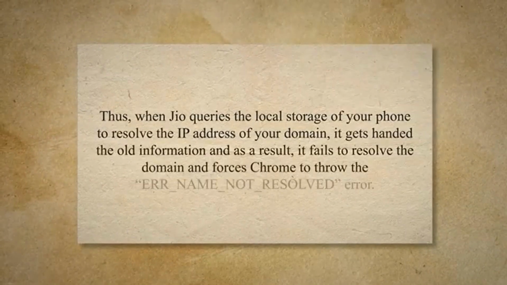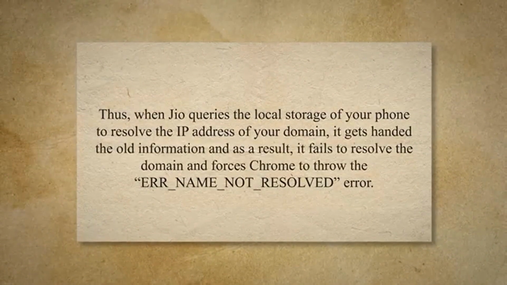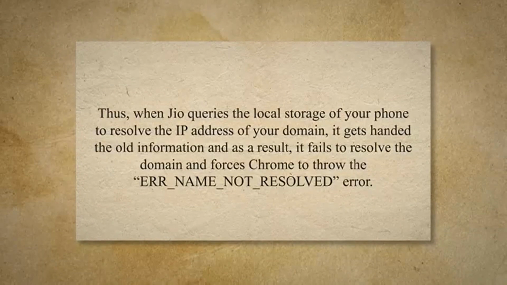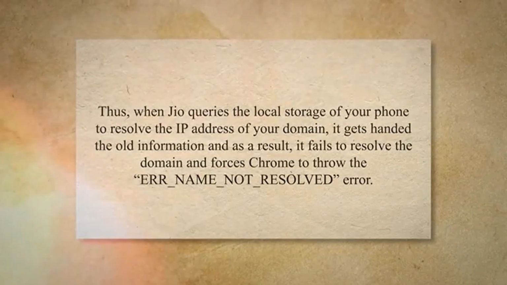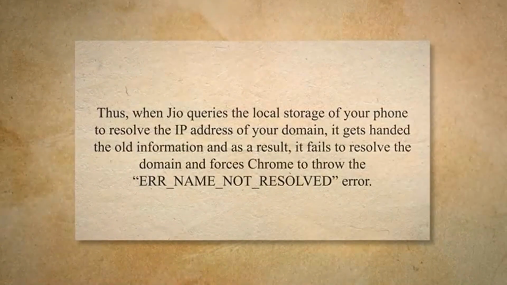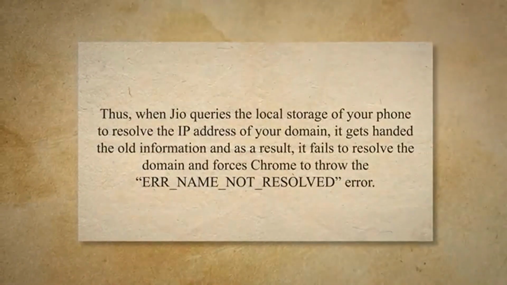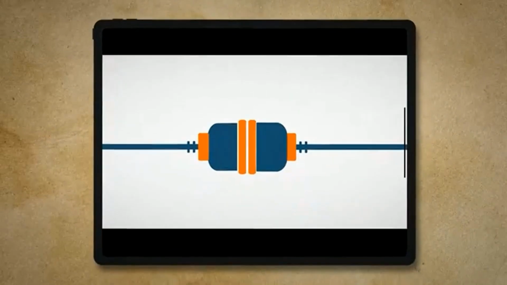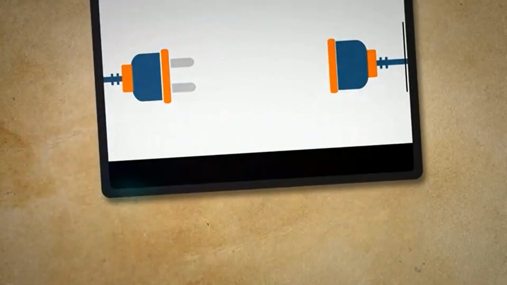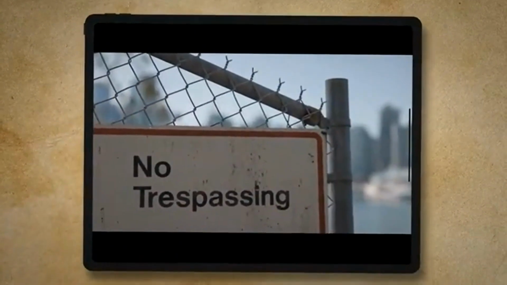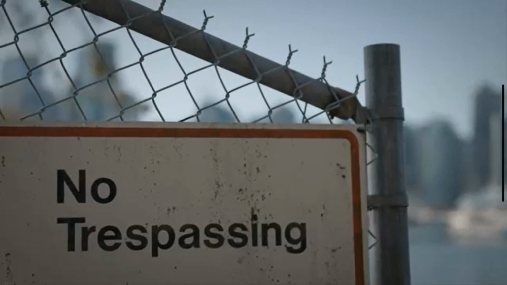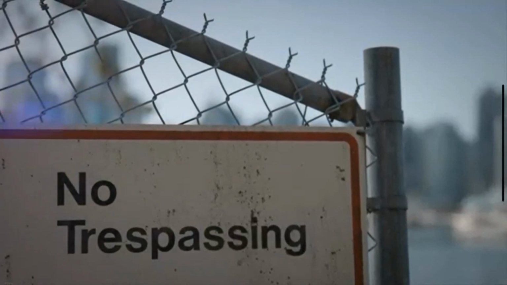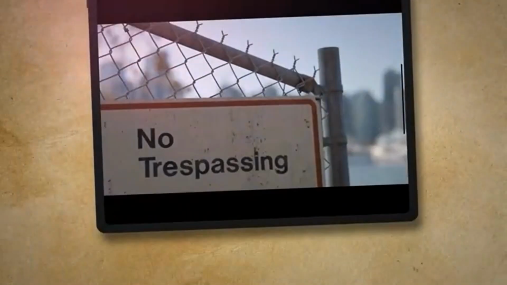Thus, when Geo queries the local storage of your phone to resolve the IP address of your domain, it gets handed the old information, and as a result, it fails to resolve the domain and forces Chrome to throw the error_name_not_resolved error. And then, Chrome shows you the message this site can't be reached. When you try to open sites that are banned by Geo, you will either see the message you are not authorized to access this web page as per the .compliance, or the connection was reset error.